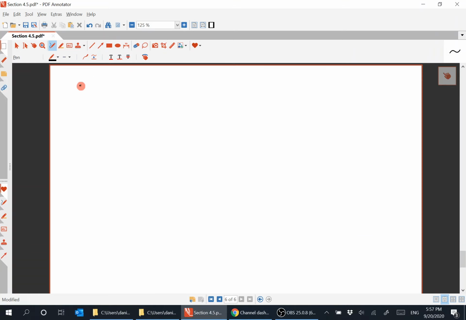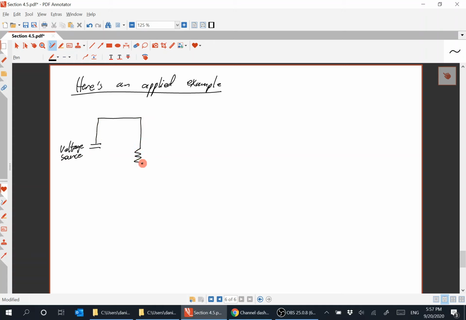So here's an applied example. Suppose you have an electric circuit. Here's some sort of voltage source. You've got a circuit with a voltage source, and then it goes through some resistor, and then goes back to the voltage source.